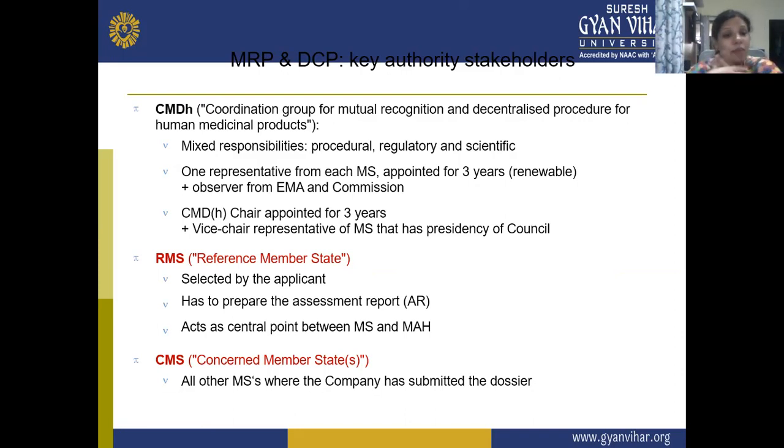Okay, next is the CMS, that is concerned member state. So concerned member state, all other MSs where the company has submitted the dossier. So this CMS involves all the companies which have submitted the dossier. So all these have the member, that is known as CMS, that is concerned member state. So we can say that in MRP and DCP, there are three key authoritative stakeholders. First is CMDH, that is Coordination Group for Mutual Recognition and Decentralized Procedure. Then RMS, that is reference member state. Then CMS, that is concerned member state.